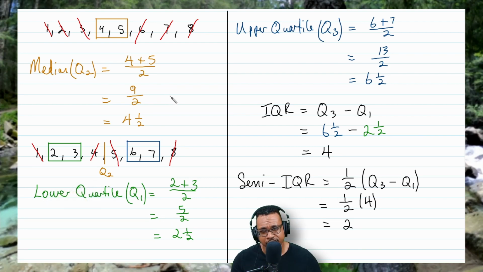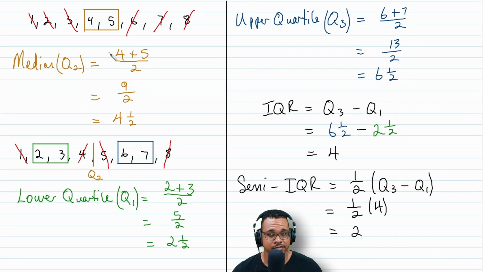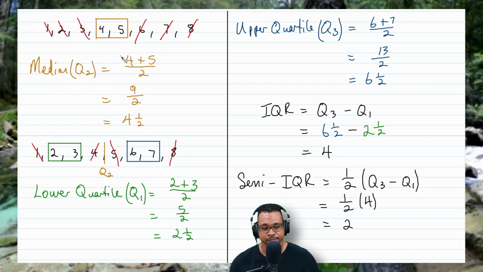Now, what we have gathered from the quartiles is that the median is a half of the spread of the data. The lower quartile is a quarter of the spread of the data. And the upper quartile is 3/4 of the spread of the data.